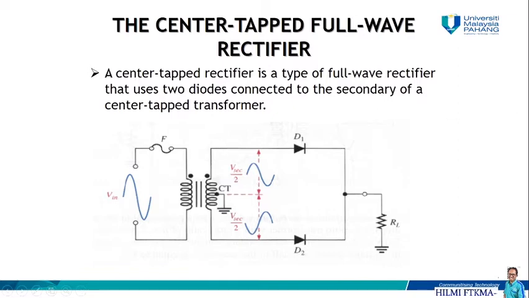Okay, and then we have a center tap full wave rectifier. A center tap rectifier is a type of full wave rectifier that uses two diodes connected to the secondary of a center tap transformer. So we have a transformer and it is being center tapped, and then it's being divided into two different circuits. One is connected to diode D1, the other one connected to diode D2.